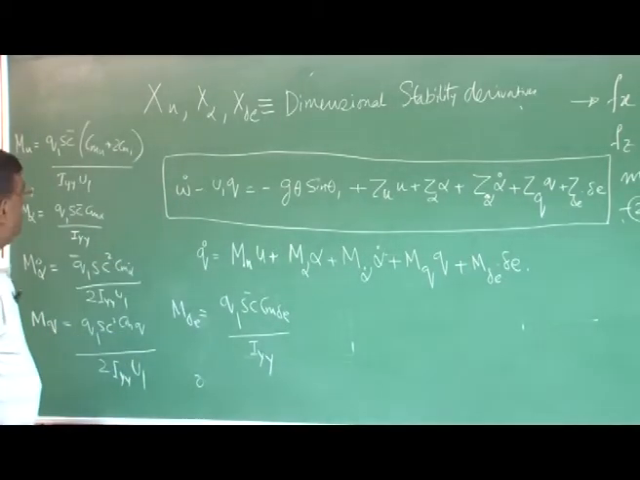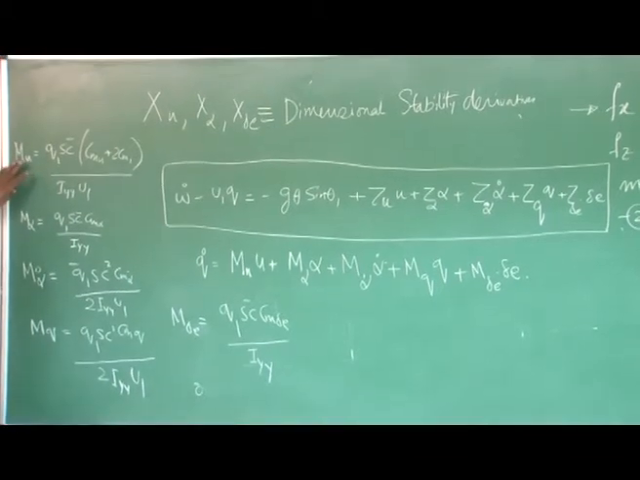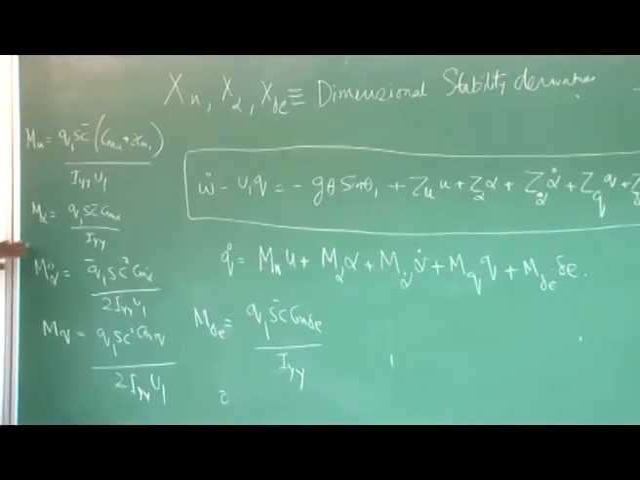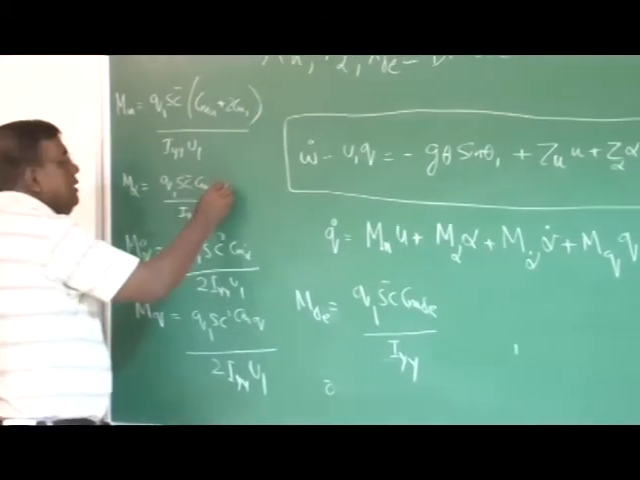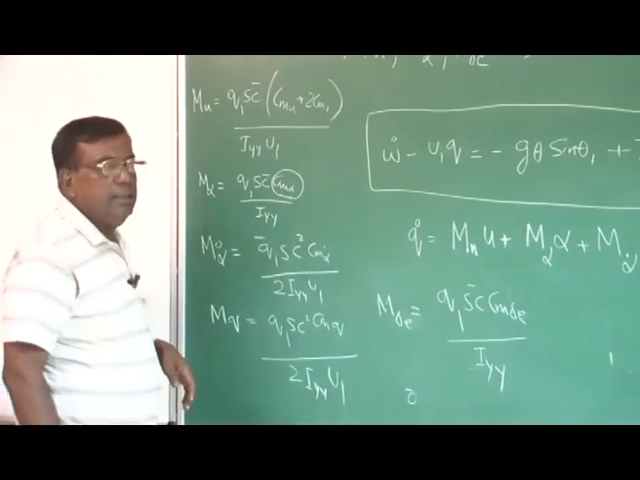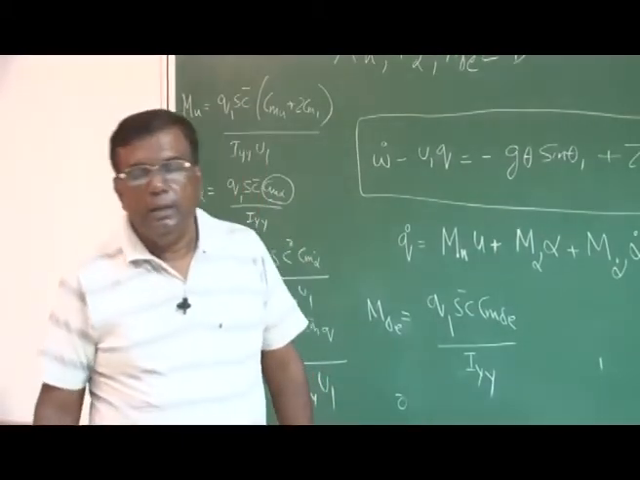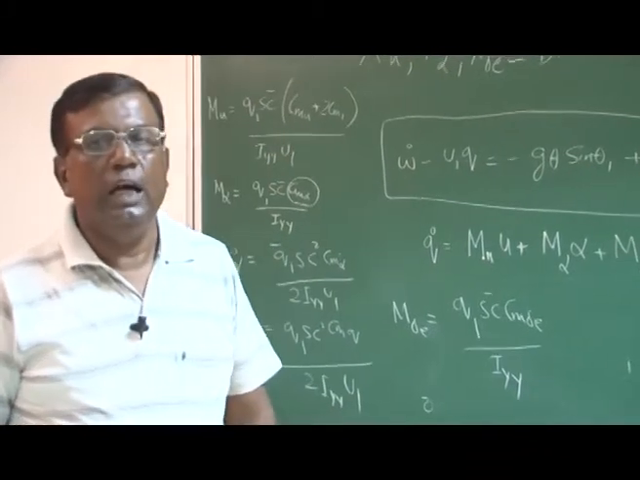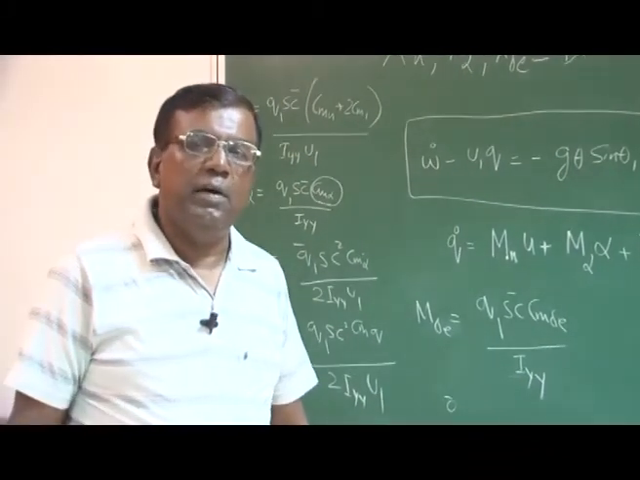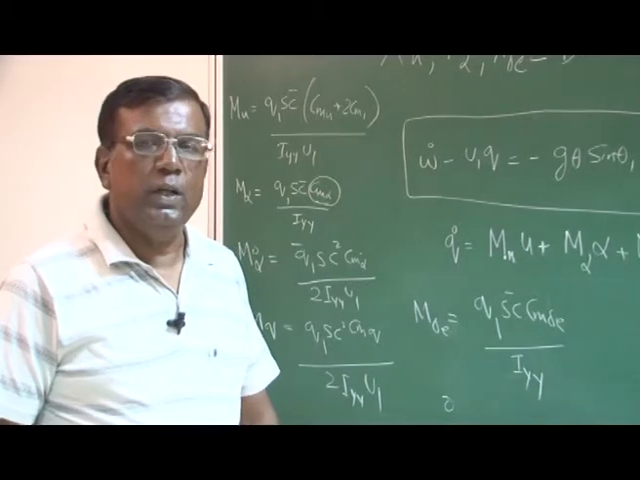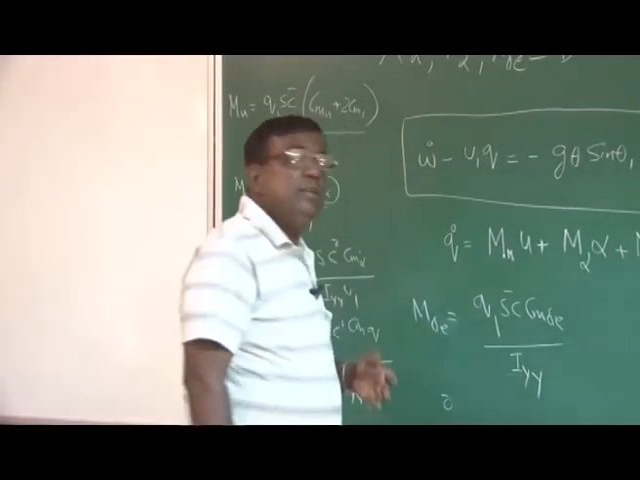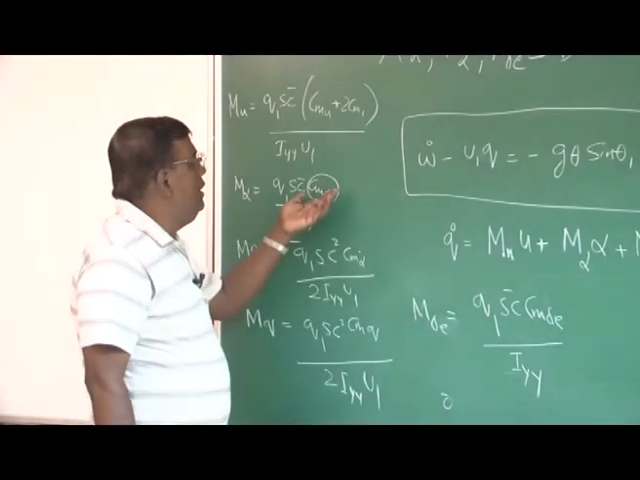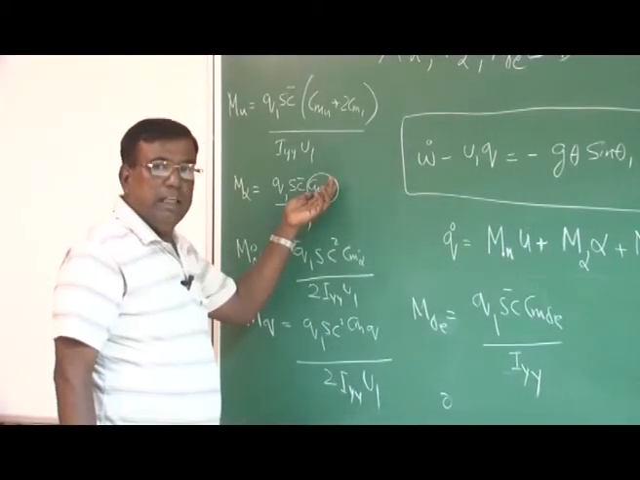Now, let us try to understand these dimensional stability derivatives. If I pick M_alpha, you could see it has C_M alpha. What was C_M alpha? C_M alpha was dC_M by d alpha, and we have realized that C_M alpha has to be negative for ensuring static stability of the airplane. And what is the dimension of C_M alpha? It is dimensionless, right. So these are dimensionless parameters, derivatives.